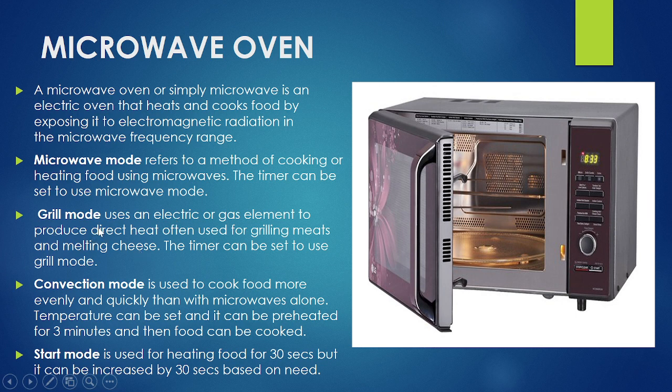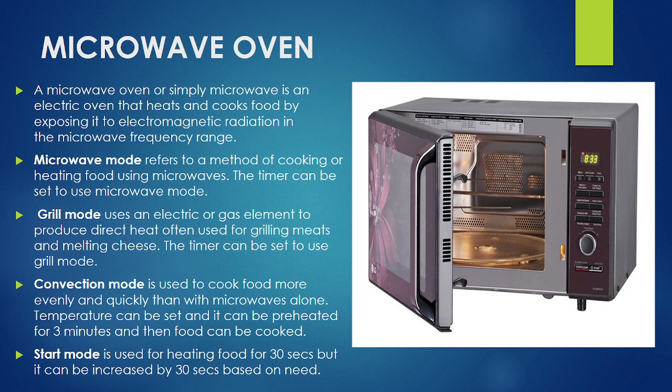The same goes for grill mode, but grill mode uses an electric or gas element to produce direct heat, often used for grilling meats and melting cheese. And there's convection mode, which is a quick way of cooking food. In this, firstly we give the temperature to the microwave oven, and then at that temperature it is preheated for 3 minutes, and then we can set the timer for cooking.